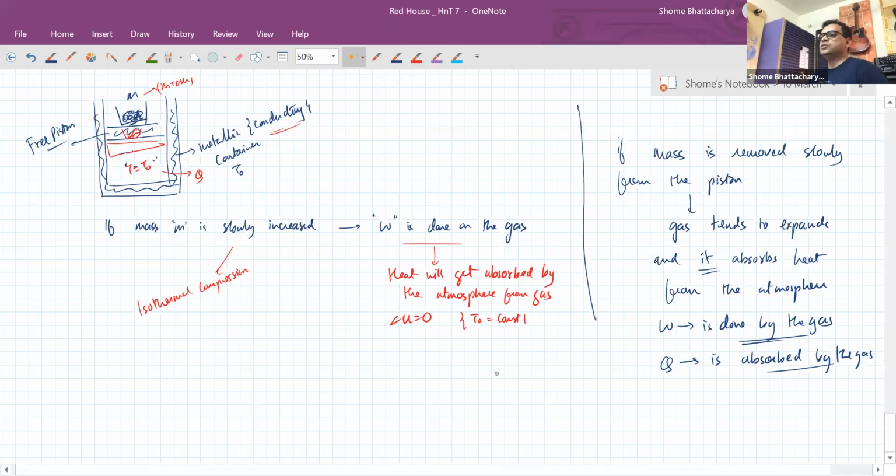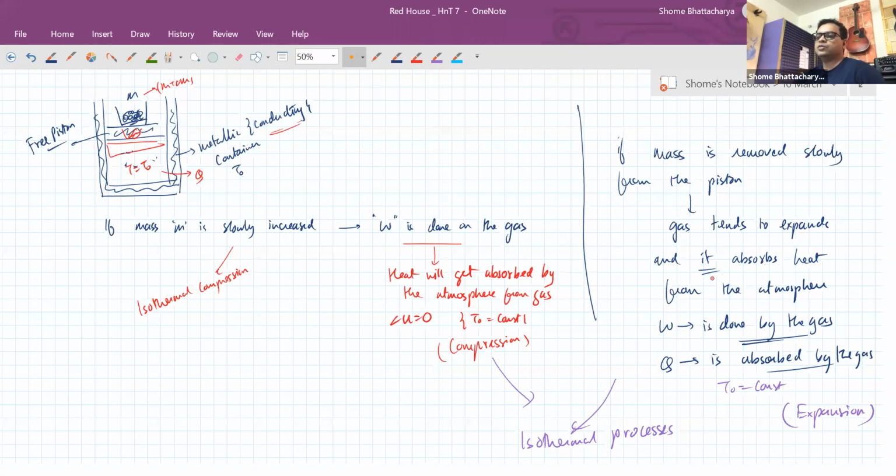But temperature remains constant, so both these are examples of an isothermal process. This one is an expansion, and this one is a compression. So from the experimental point of view, this is how we can achieve a perfectly isothermal quasi-static process: by removing the mass very slowly to make it expand, or adding mass very slowly to make it compress.